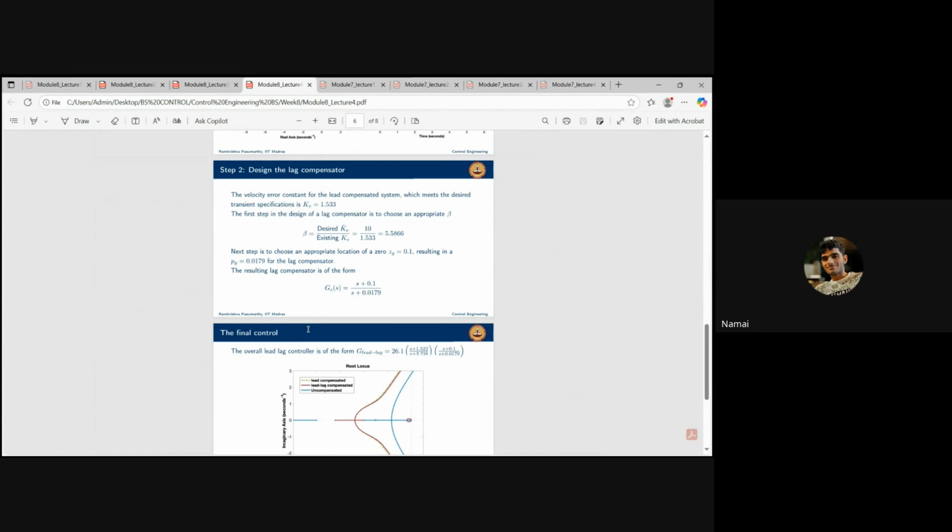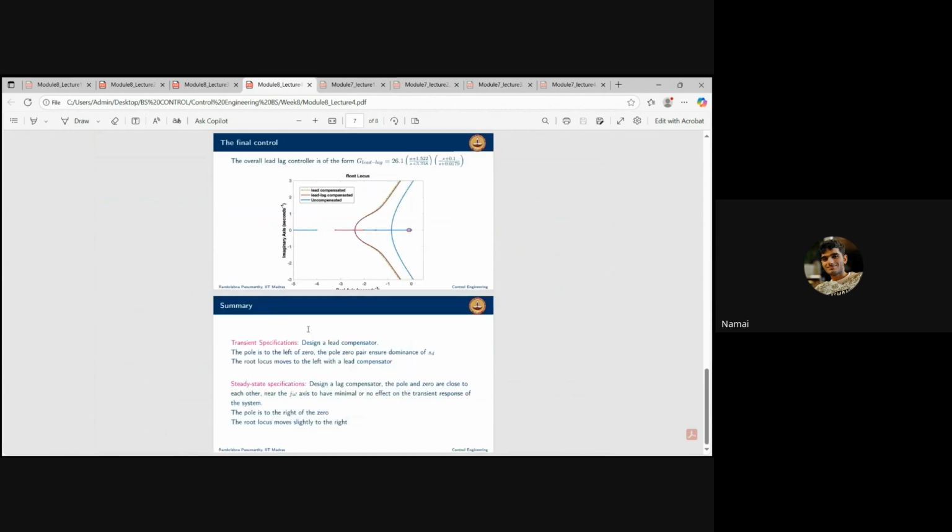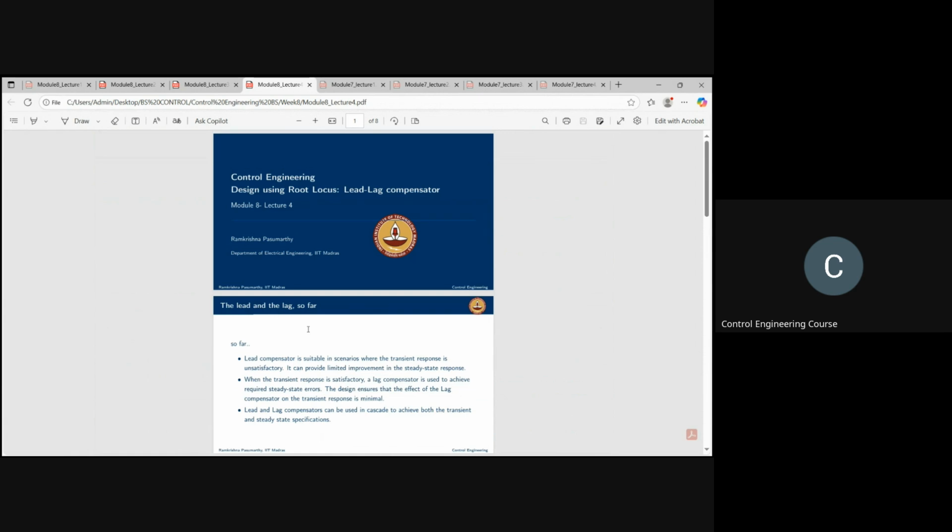Essentially, we are multiplying a zero that comes from our lead compensator, and then a zero and a pole again from our lag compensator, right? Exactly, exactly. Okay, okay.